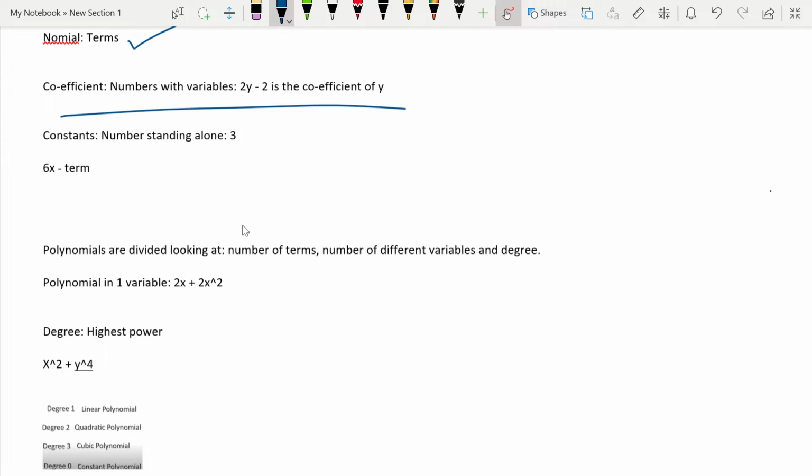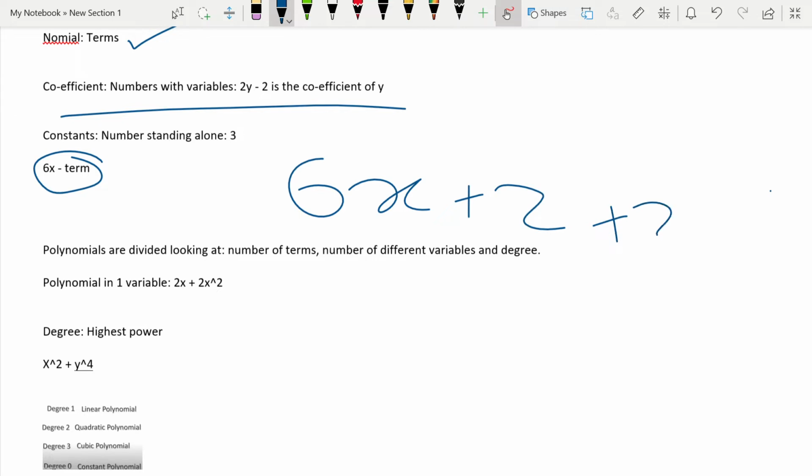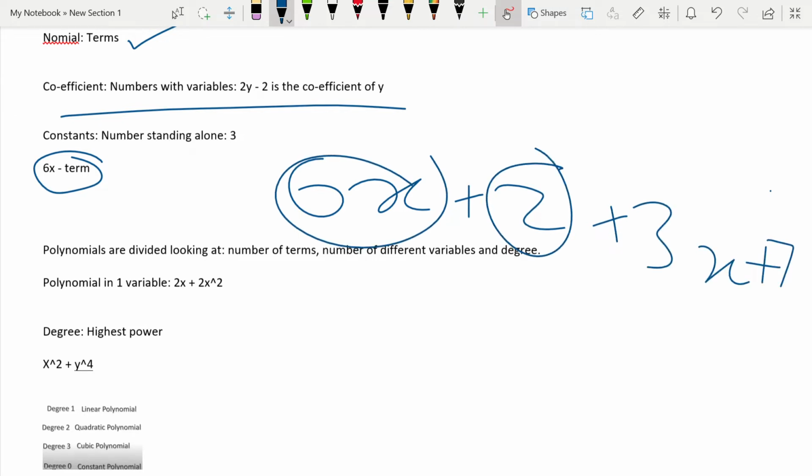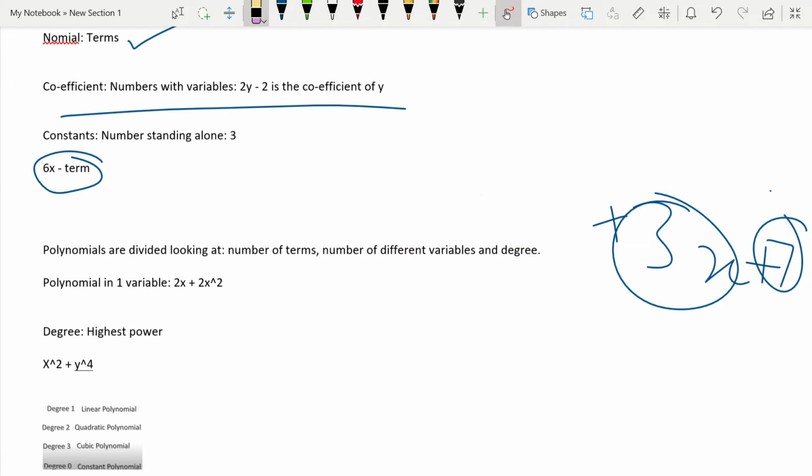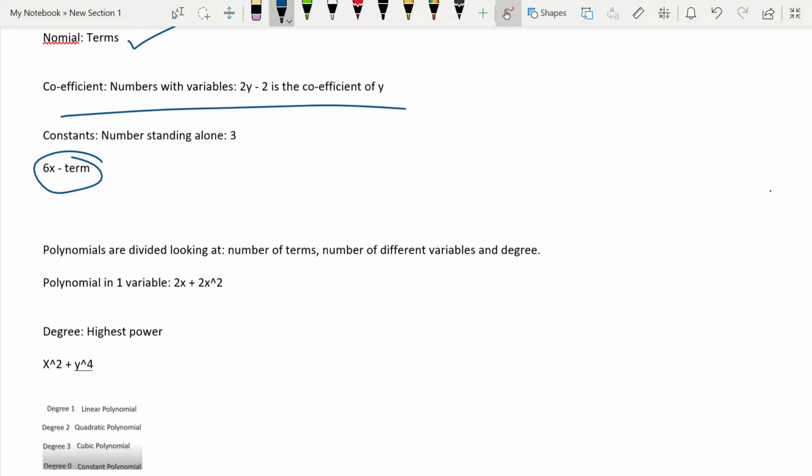Now, what is a term? A term is basically any value which is separated by an operation. So if you have 6x plus z plus 3x plus 7, 6x, z, 3x, and 7 are all terms, okay? Because they're all separated by an operation. Let's move on.